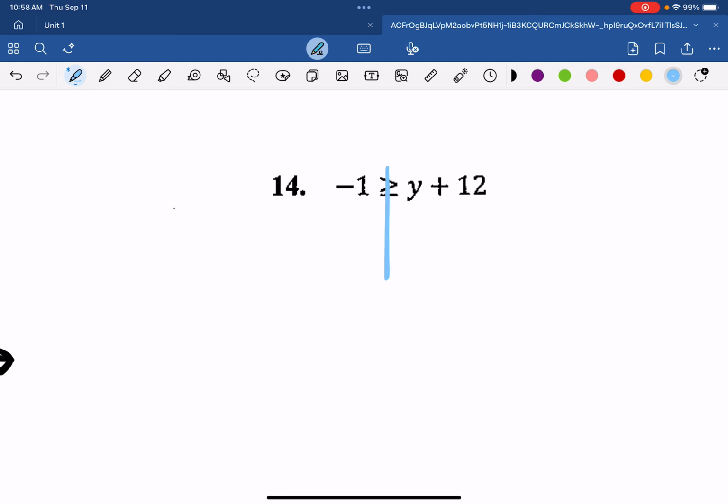All right, 14, draw my line. I should subtract 12 first. So I have negative 13 is greater than or equal to y. However, I need to flip. So I'm going to do y is less than or equal to negative 13.